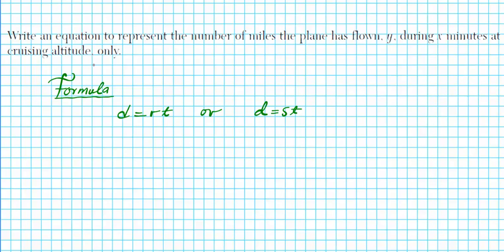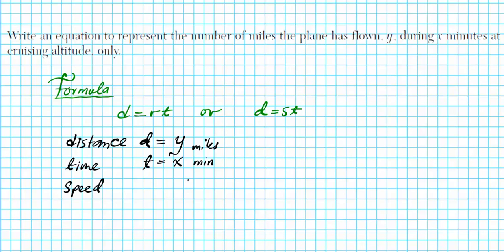Now, in this problem, our distance is going to be our dependent variable. Distance d is going to be y, y as a function of x. Our time t, guess what that's going to be? It says x minutes at cruising altitude only, so our time t is going to be x. So y miles for distance, x minutes for time spent cruising. Now, speed.